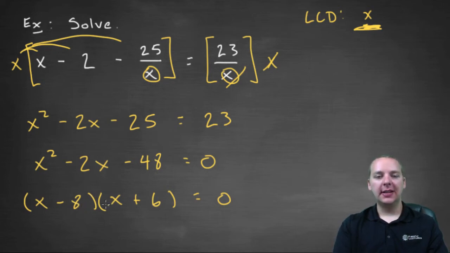All right, so we're going to set each factor equal to 0. So our two answers are x equals 8, positive 8, and x equals negative 6. These should be our two answers.